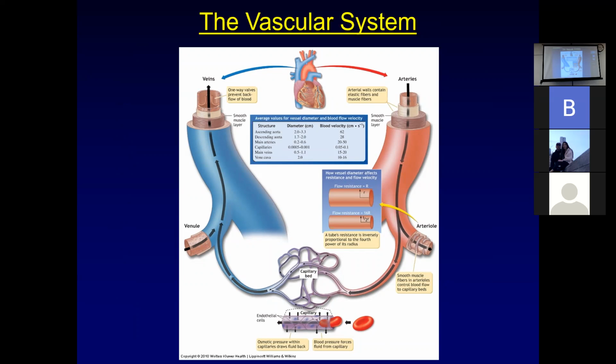As arteries get smaller and smaller, they branch down into what we call arterioles. Arterioles branch and branch and branch and then form capillaries. Capillaries are very thin, one cell layer thick. They have lots of holes or pores in them called fenestrations, which allow oxygen, CO2, glucose, fat, you name it, to pass.